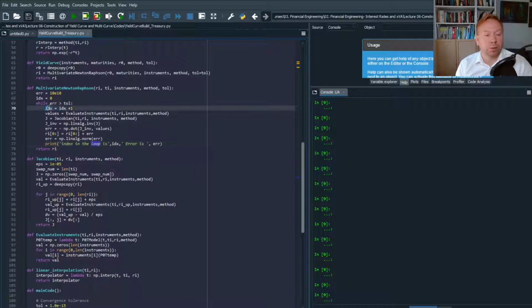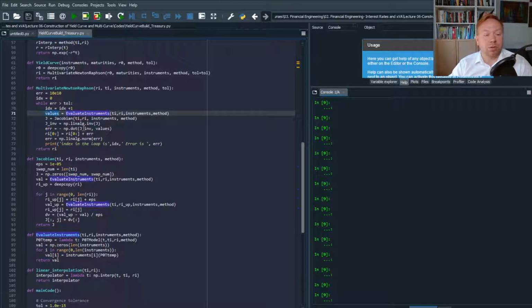Okay, what do we do next? Of course, we have to keep track of the indices. So actually this is the index, because I want to print them. You see that I'm having here an index, and I'm going to show you at each point what the error is. And the error here is defined as the norm of the difference between our quotes and our values from the yield curve.